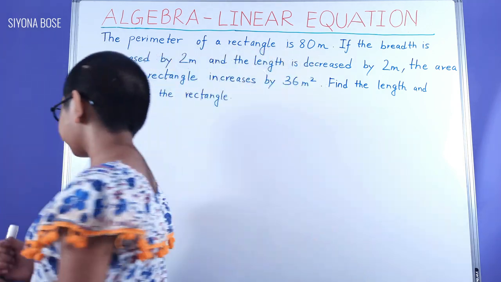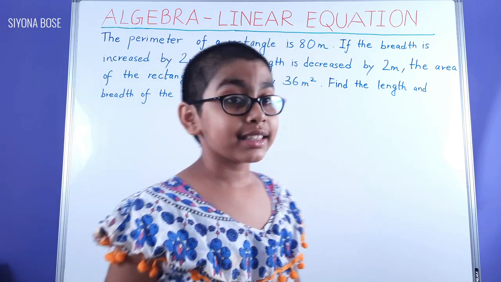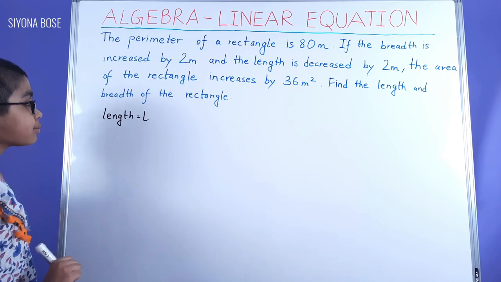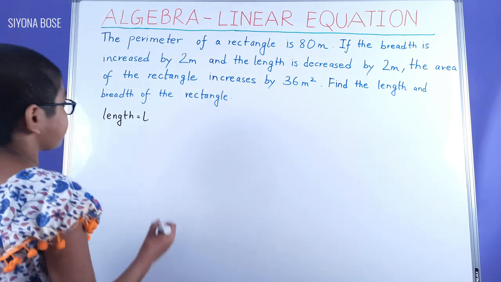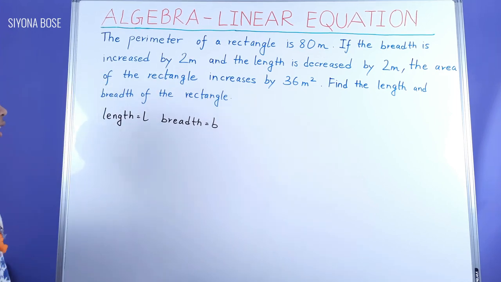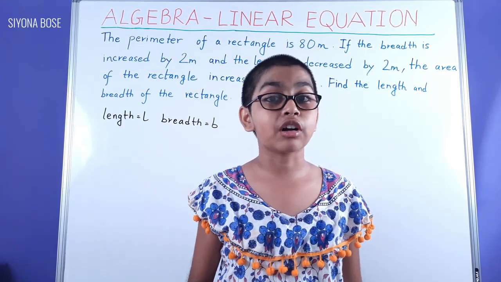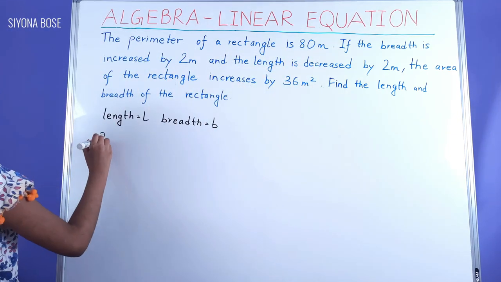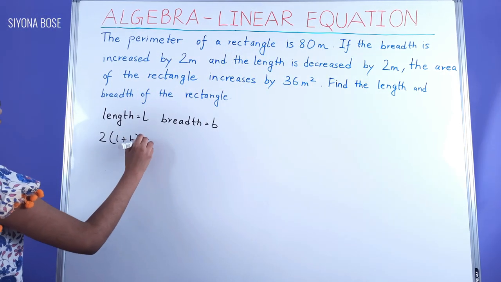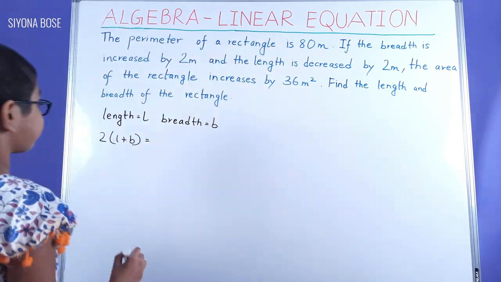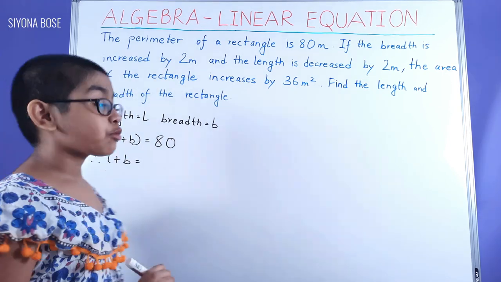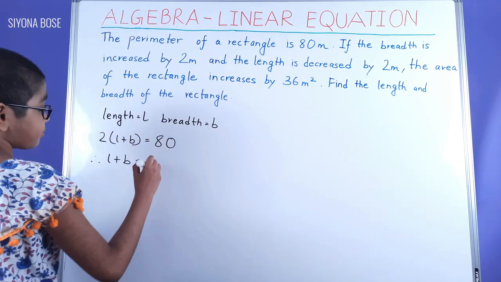Let's do this sum. Consider the length as L. Length equal to L. And consider breadth as B. Breadth equal to B. As per the formula of calculating perimeter of a rectangle, it is 2 into length plus breadth, and here L plus B. L plus B equal to 80. Therefore, L plus B is equal to 80 by 2, that is 40.